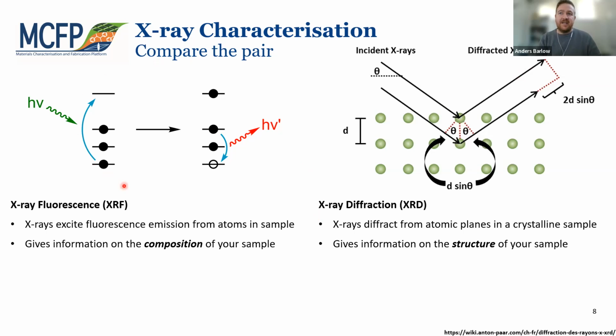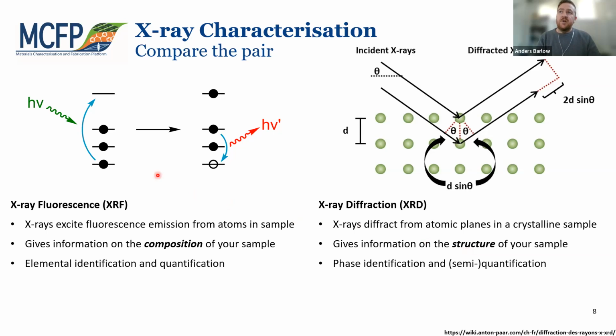XRF then gives you information about the composition of your sample. It tells you the elements that are present in your sample. XRD gives you information on the structure of your sample. It tells you the phases that are present in your sample. So from this, we get elemental identification and quantification for our sample.